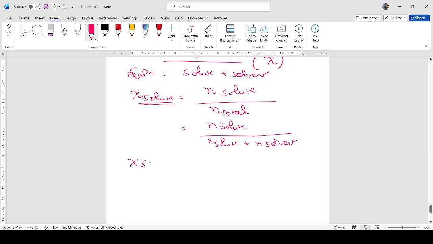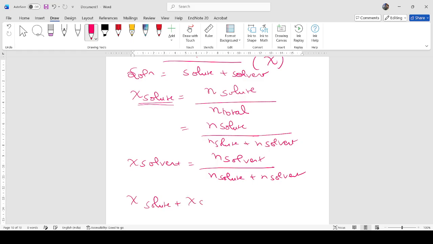Right. So what will be the mole fraction of solvent then? Number of moles of solvent by total moles. Correct. So I'm just going to sum it up. Mole fraction of solute plus mole fraction of solvent. What do you get? Number of moles of solute plus number of moles of solvent divided by again number of moles of solute plus number of moles of solvent, which is 1.